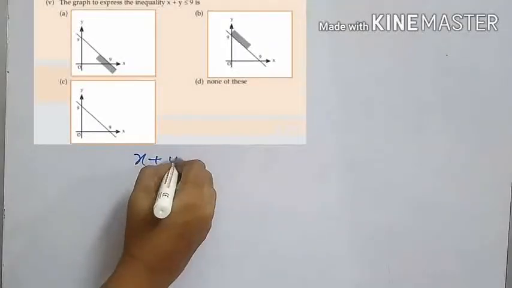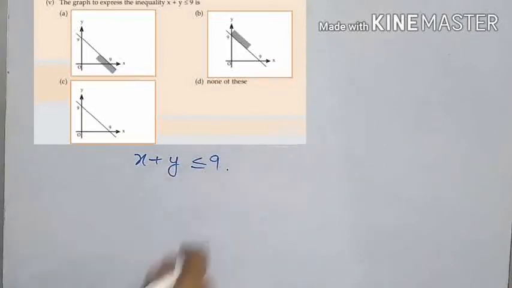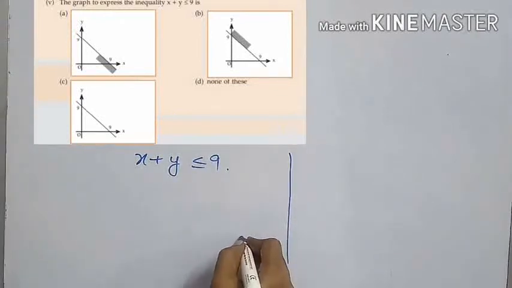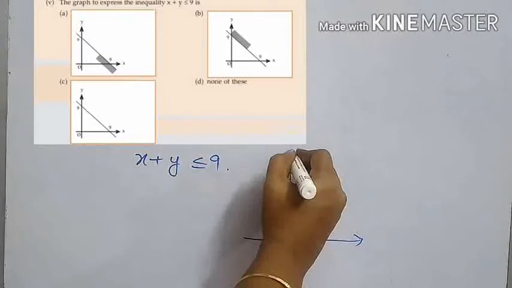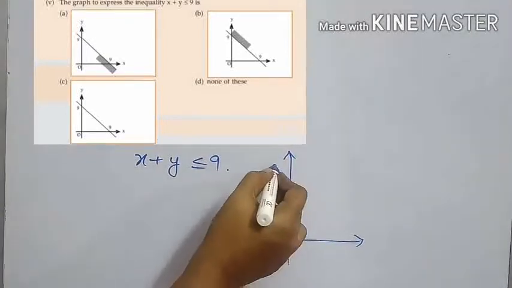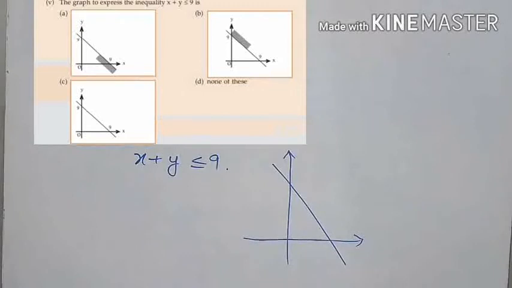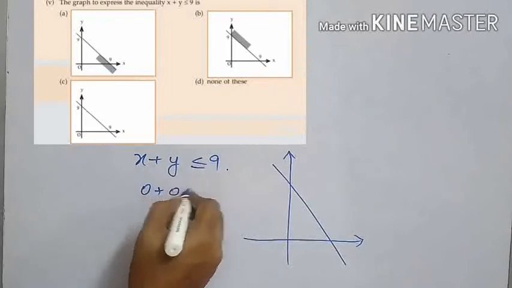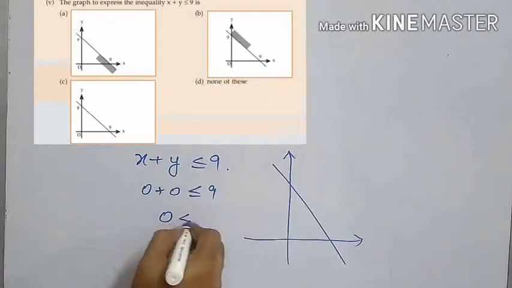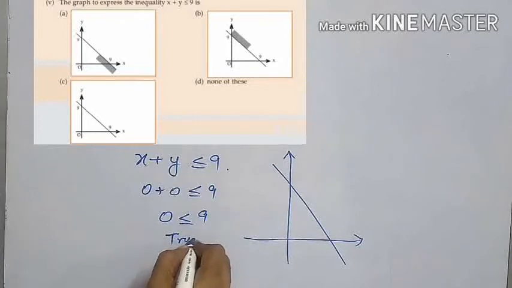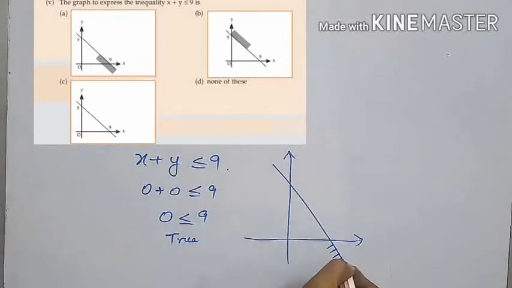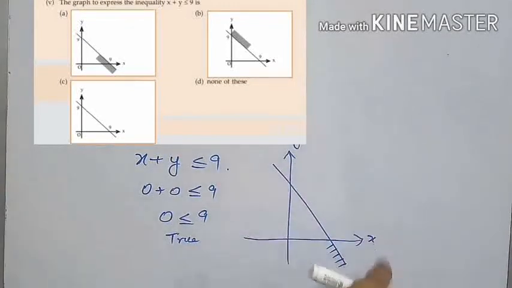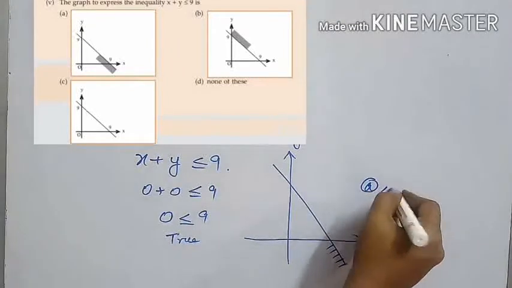So the next problem, the graph to express the inequality X plus Y less than or equal to 9 is. So X plus Y less than or equal to 9 can be graphically represented by this line. And since the inequality is less than or equal to, and when we substitute the origin, we get 0 is less than or equal to 9, the statement is true. So we have to shade the region containing the origin. So the answer is option A.